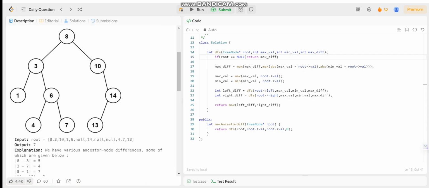So this is the solution with its time complexity. We iterate over each node exactly once, right? So the time complexity will be order of n, where n is the number of nodes.